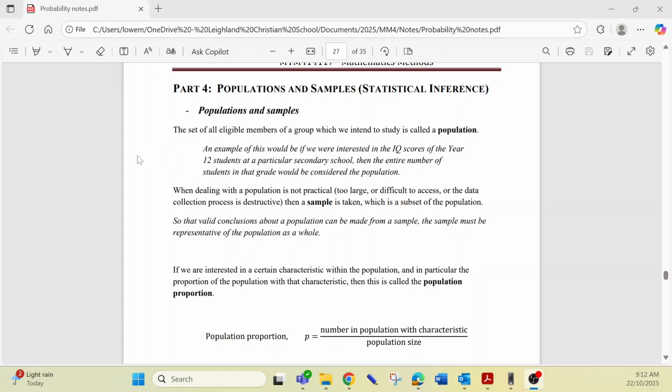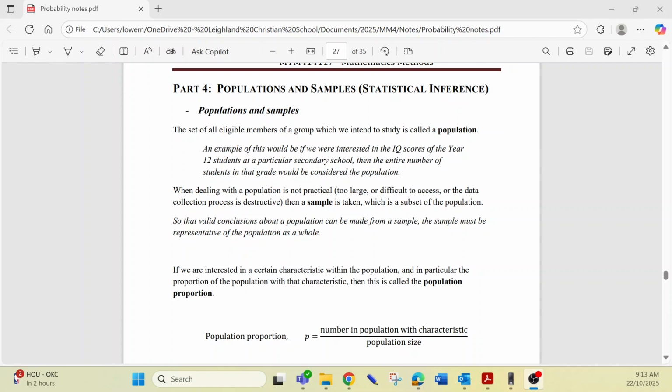So when we're looking at a population, that's talking about the entire group of people. So not necessarily the whole population of the country, though that may be an example. It might be, in this case, the whole of the Year 12 students. Okay, that would be the population. Whereas if you only looked at a class of Year 12 students, then that would be a sample.